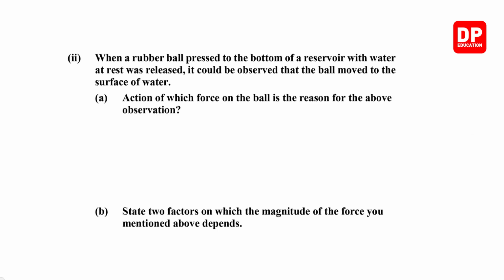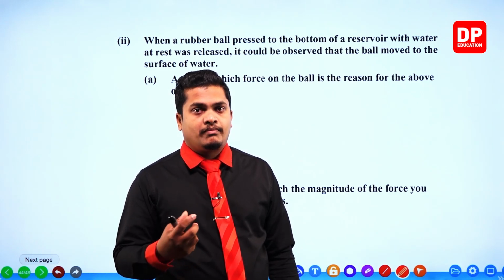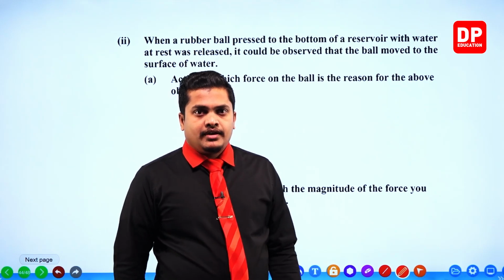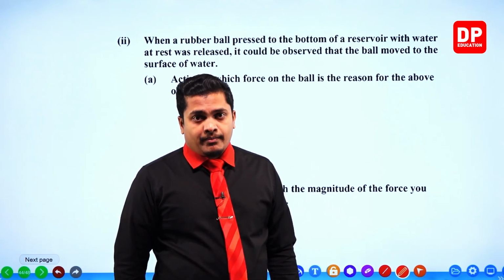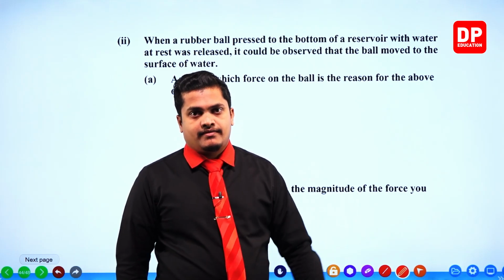When a rubber ball pressed to the bottom of a reservoir with water at rest was released, it could be observed that the ball moved to the surface of water. Action of which force on the ball is the reason for the above observation? Very simple. When you dip something like a rubber ball or plastic ball, and when you remove the hand, it will automatically come up. It's mainly because of the upthrust, which is the force acting against the sinking of an object.